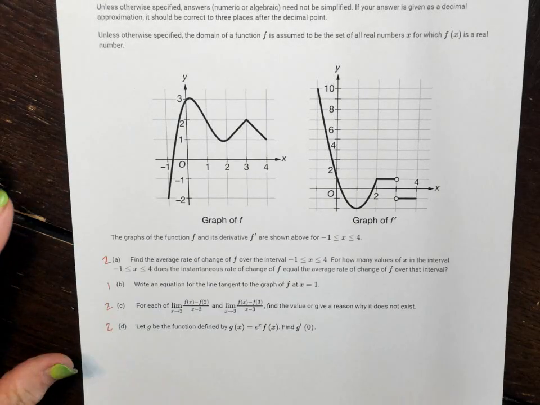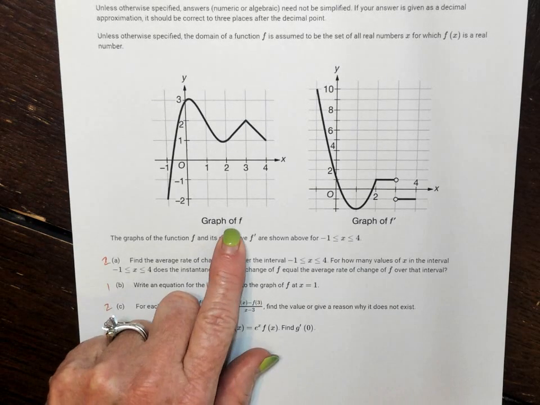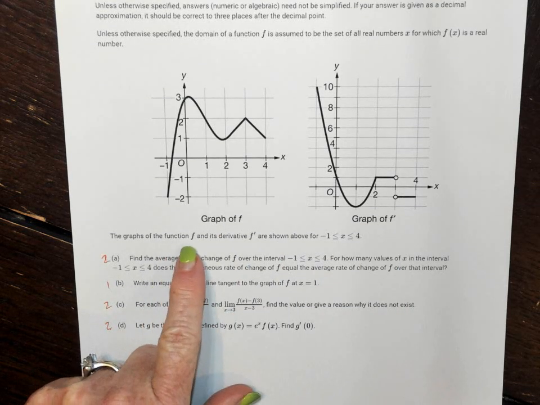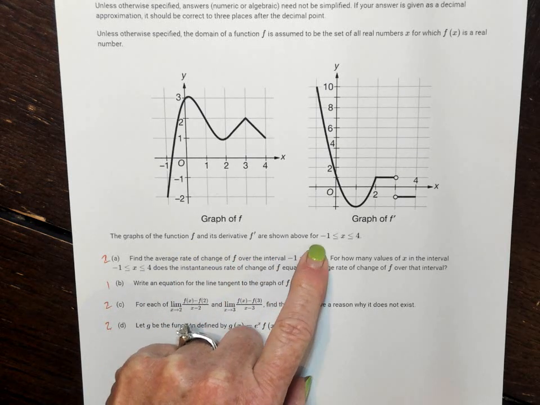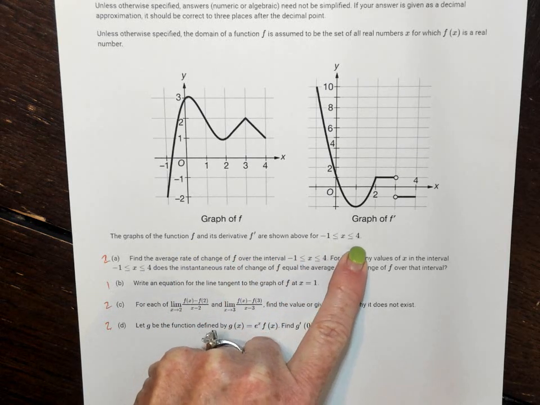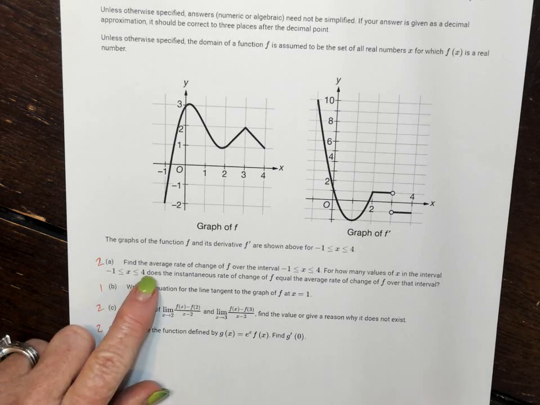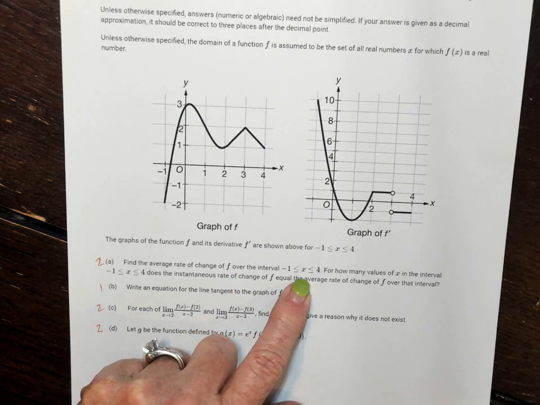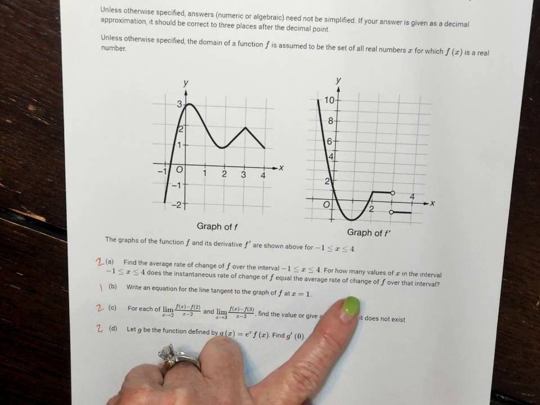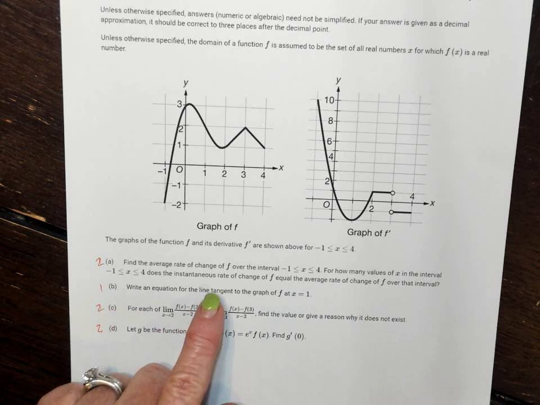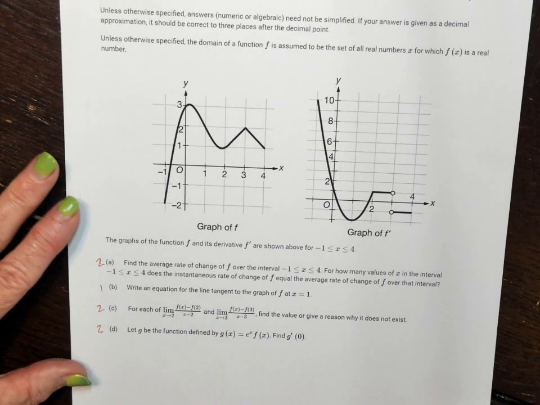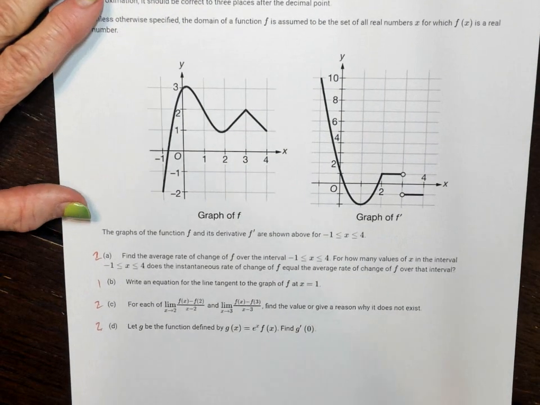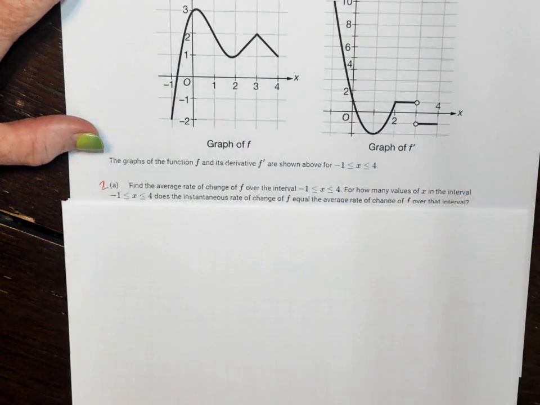So we are given these 2 graphs, the graph of a function f and the graph of its derivative f prime. So the graphs of the function f and its derivative are shown above for x between -1 and 4. For part A, we are to find the average rate of change of a function f over this interval from -1 to 4. And then how many values of x in that interval does the instantaneous rate of change equal the average rate of change over this interval? Let me enlarge this a bit. So there's not enough room here to write our answers, so we'll have to go to another page.